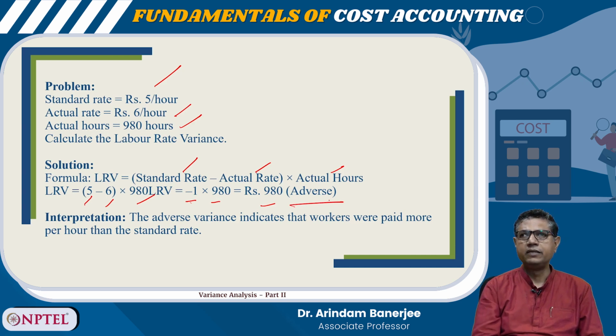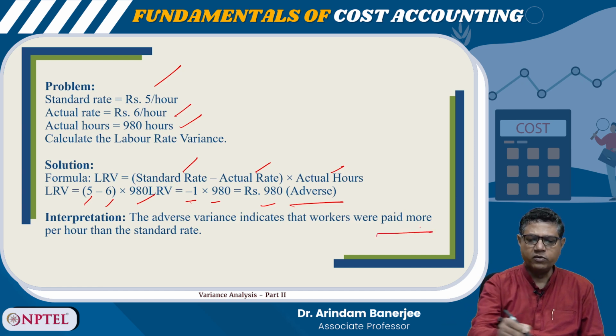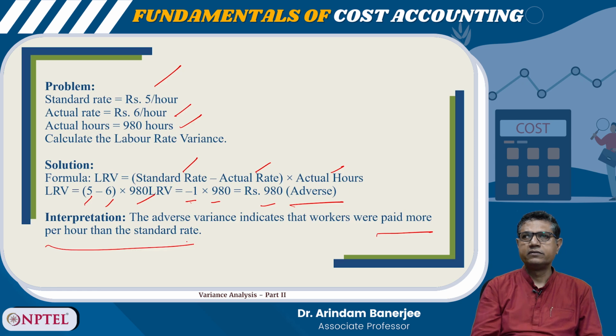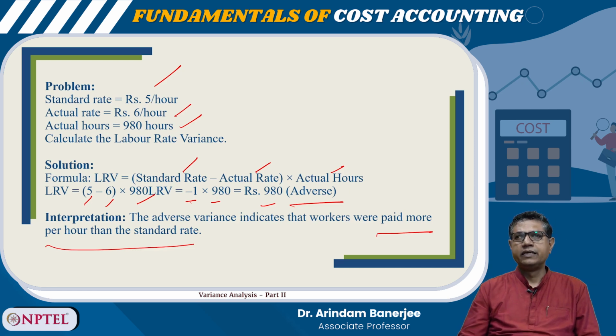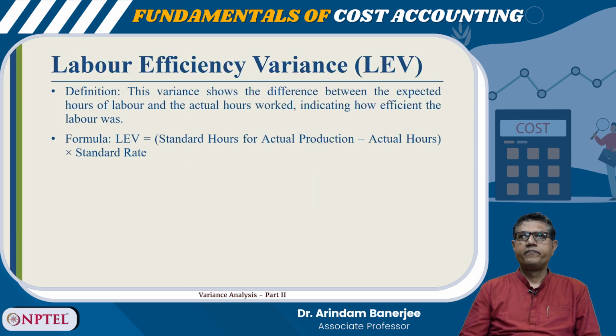The reason is simple. The reason is that the actual rate is more than the standard rate. So the labor rate variance is adverse in this case. The adverse variance indicates the workers are paid more per hour than the standard rate, right? So it is an indication that the labor rate is higher.